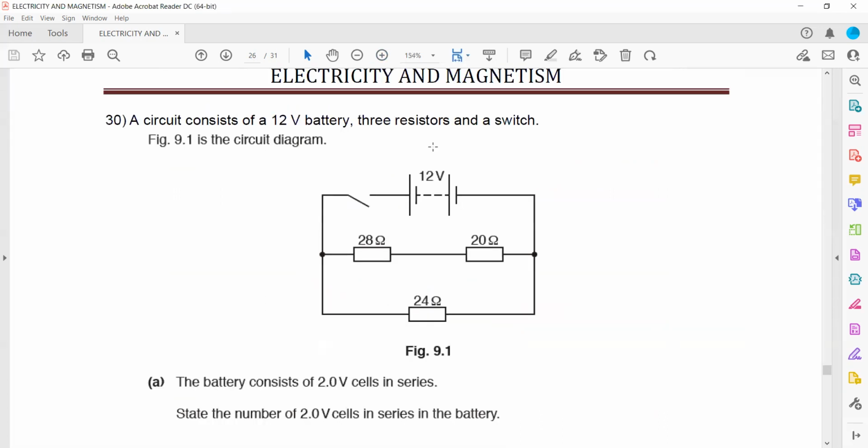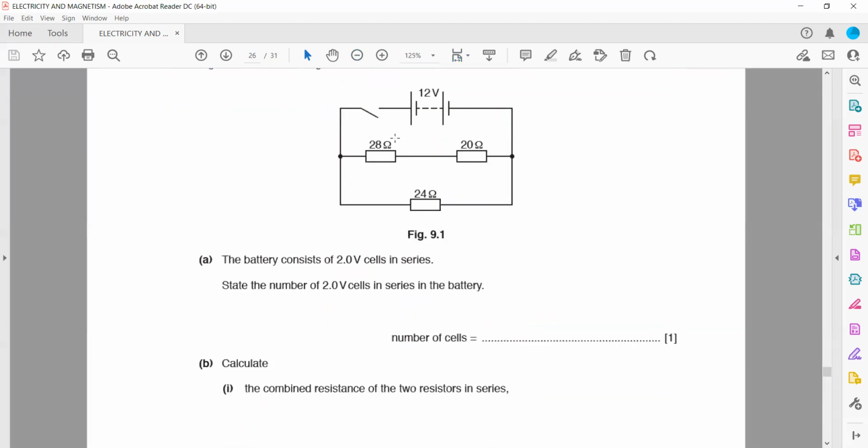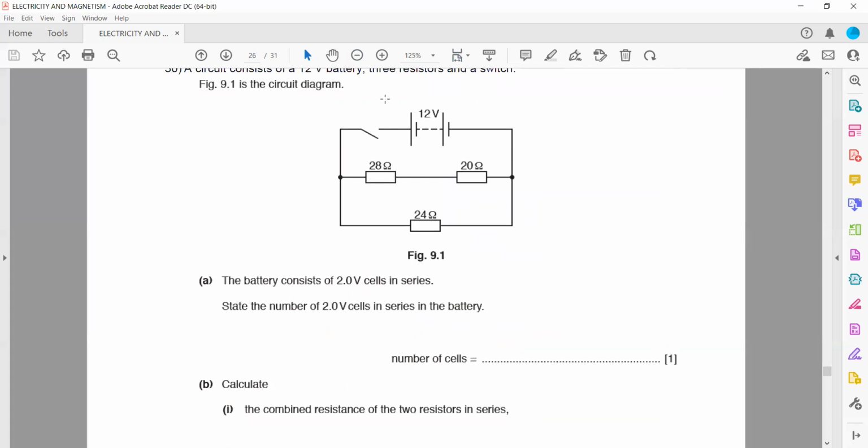In question 30, a circuit consists of a 12-volt battery, resistors, and a switch. In the diagram, as you can see, the battery consists of 2-volt cells in series. How many cells should there be to make 12? One cell is 2, so there should be 6 cells. So 6 multiplied by 2 makes it 12.